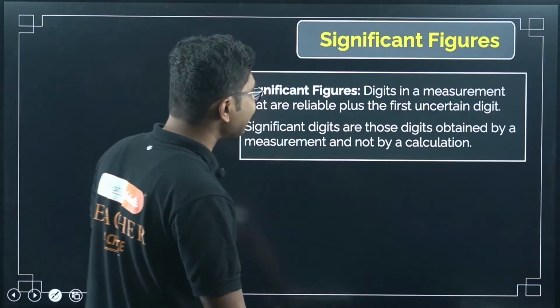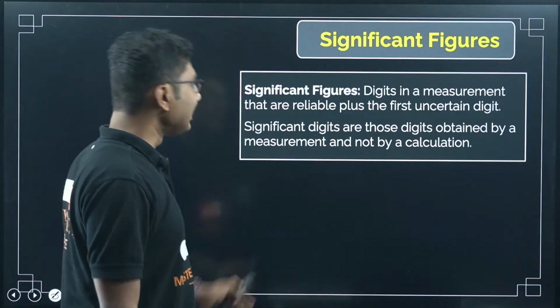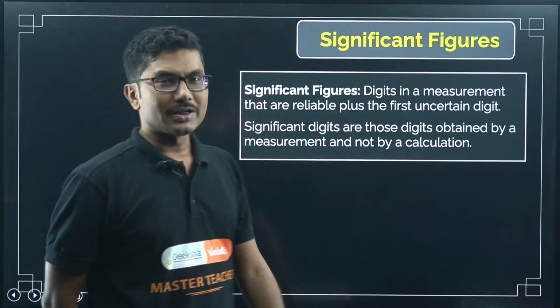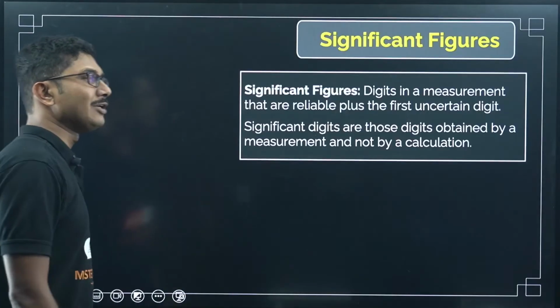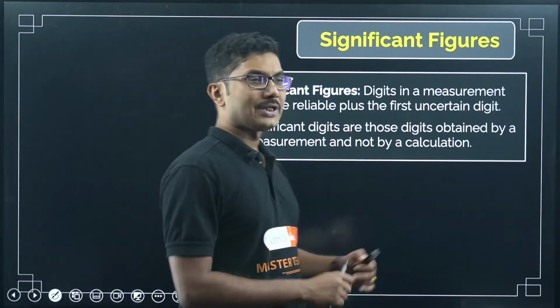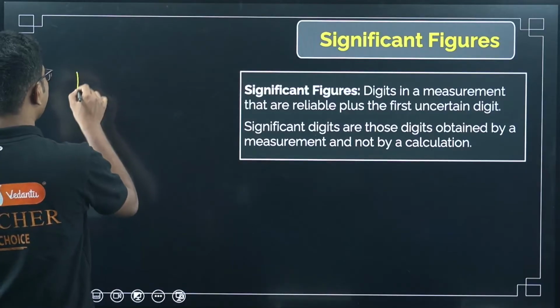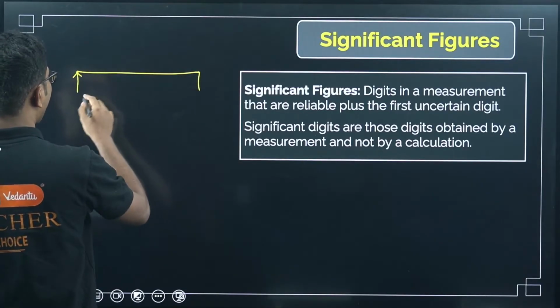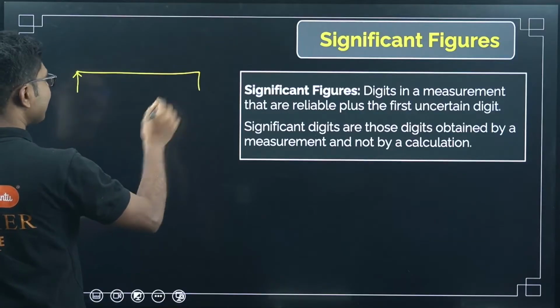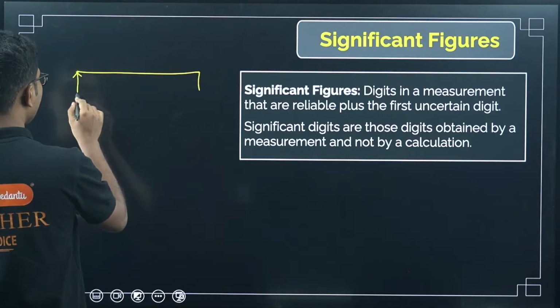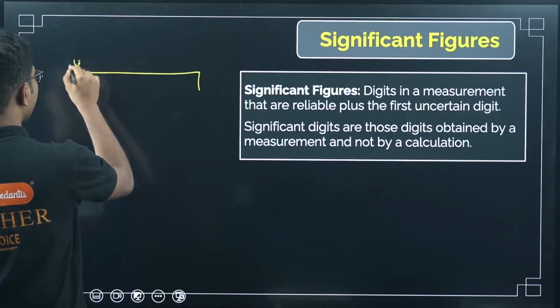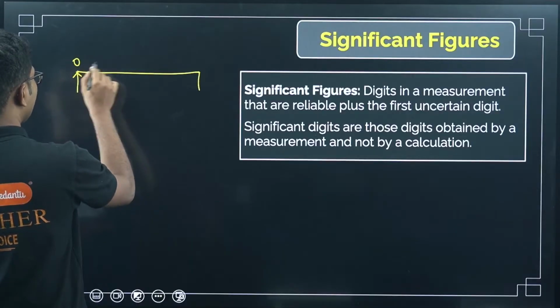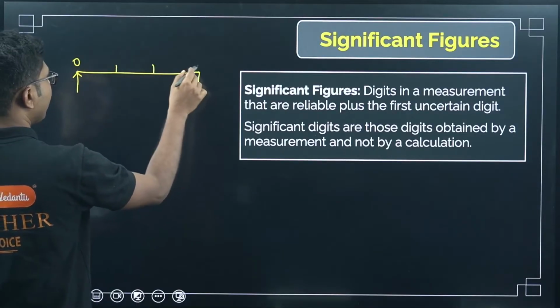Significant figures are the digits in a measurement that are reliable plus the first uncertain digit. Now what is the meaning of that? Suppose you are measuring a distance between 2 points. You see that scale, and in your scale, suppose it starts from 0, next is 1, 2, 3, like that.